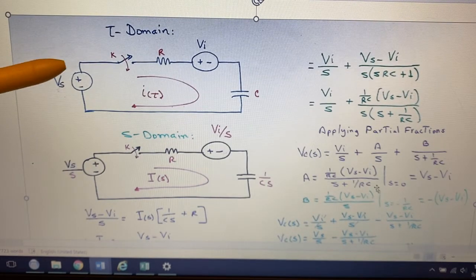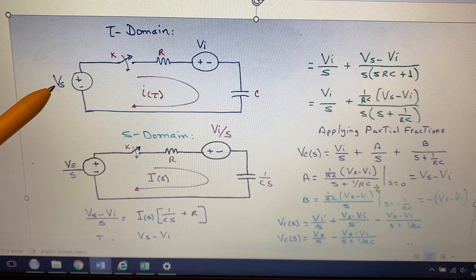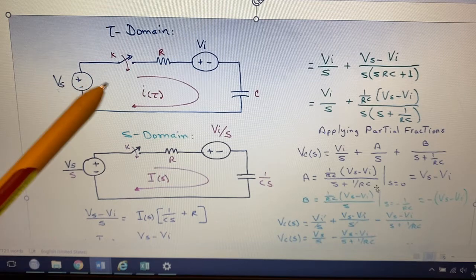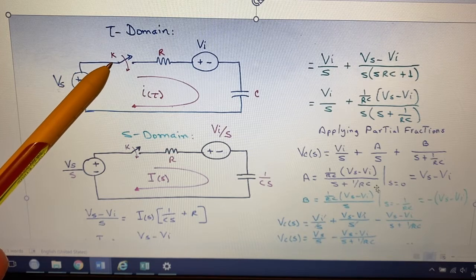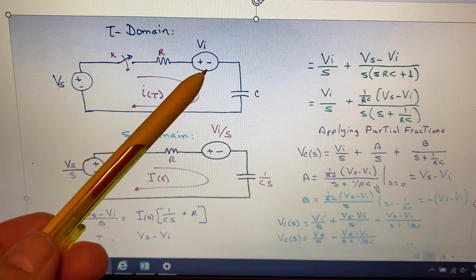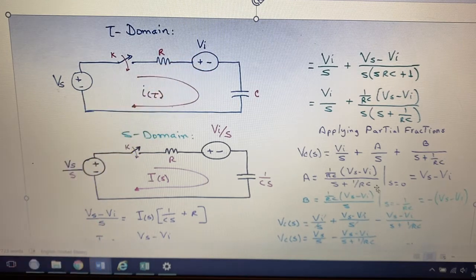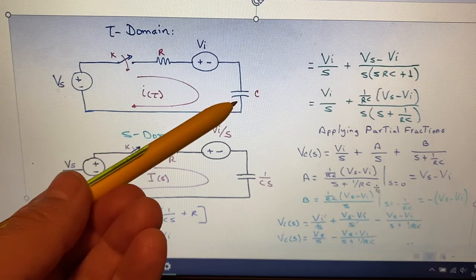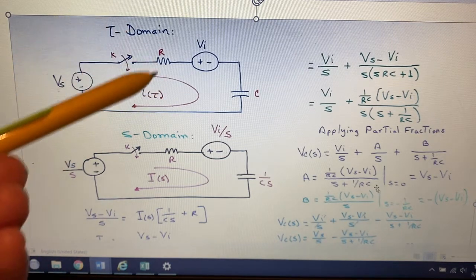So we have here a capacitor with a voltage source which I'm calling Vs. In some circuits we call it VDD if it is CMOS, or VCC if it is TTL. You have here the switch which will be closed, and a resistor. Vi is the initial voltage that the capacitor has. That initial voltage can be any value: 1 volt, 2 volts, 3 volts. This is the capacitor C and a current I of t. So this is the circuit in the time domain.